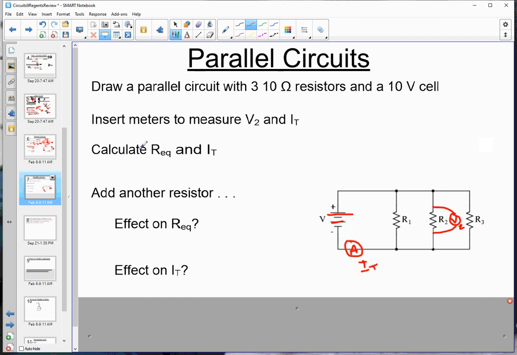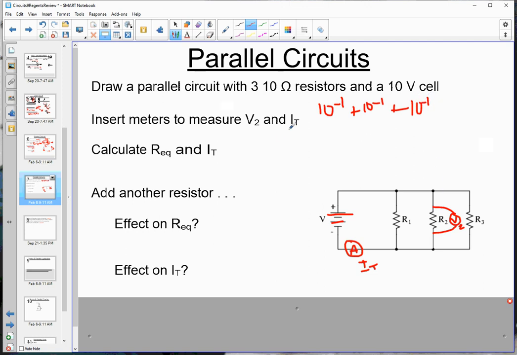Now, how do we calculate REQ? This is the hardest part of series and parallel circuits, that wacky 1 over equation, which says 1 over the equivalent resistance is 1 over R1 plus 1 over R2 plus 1 over R3. So in this case, let's do our calculator. You're going to type 10 and then hit the inverse key, plus 10 and hit the inverse key, plus 10 and hit the inverse key.